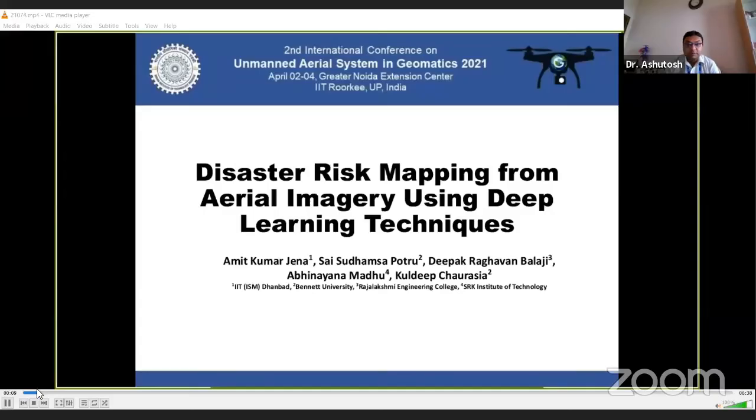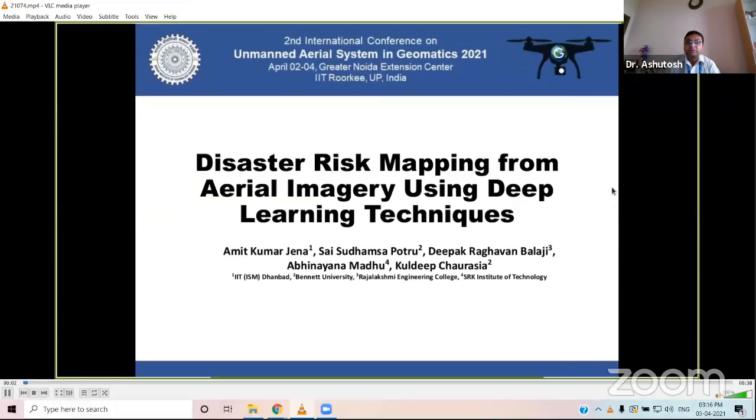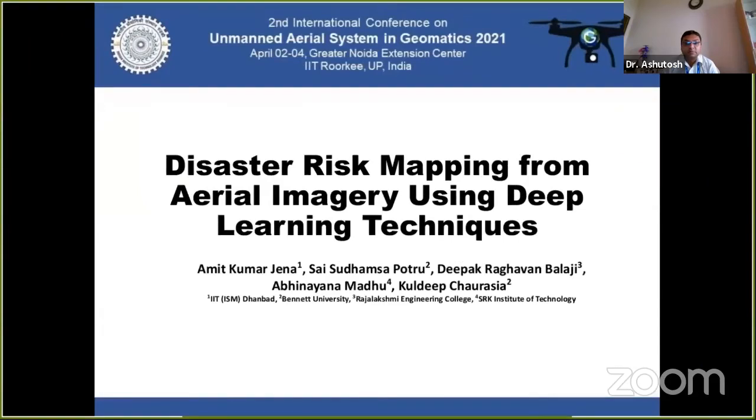Mapping from aerial imagery using deep learning. Hello everyone, this is Amit Kumar Jaina and I am here to speak about our research titled Disaster Risk Mapping from Aerial Imagery Using Deep Learning Techniques.